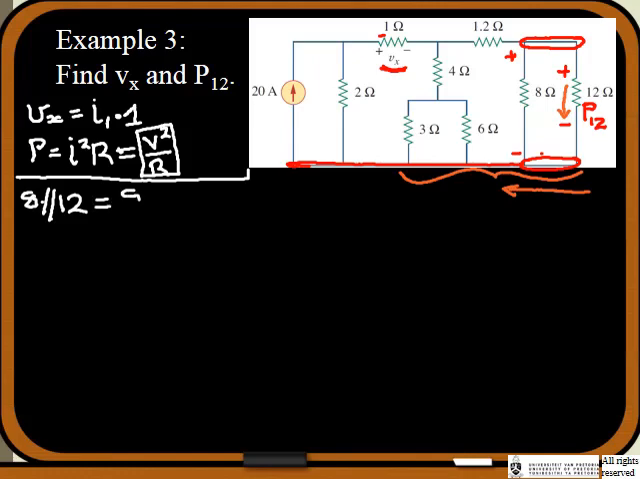So how do we write it out? We say it's 8 times 12 divided by 8 plus 12. So now we're using that parallel combination shortcut. 8 times 12 is 96, and 8 plus 12 gives me 20. 96 divided by 20, which is 48 divided by 10, gives me 4.8 ohms. Oops, almost wrote volts. 4.8 ohms. So that's for the 8 parallel with the 12.